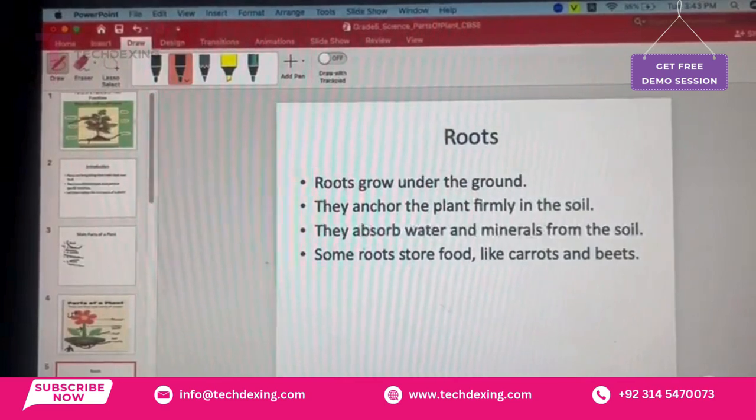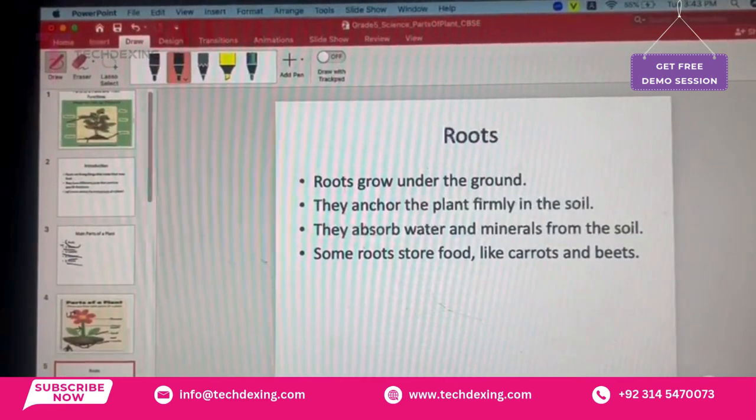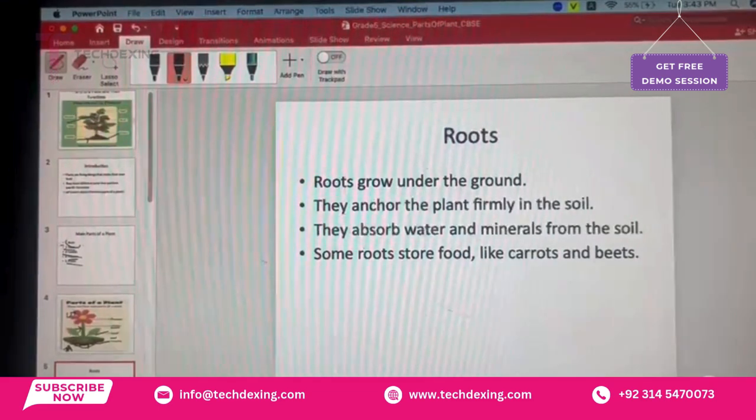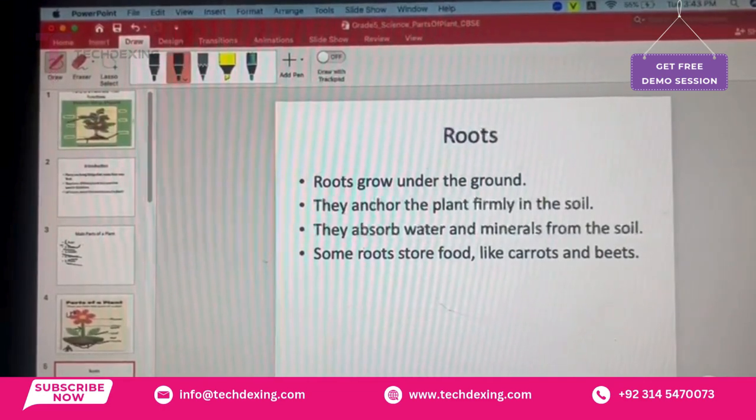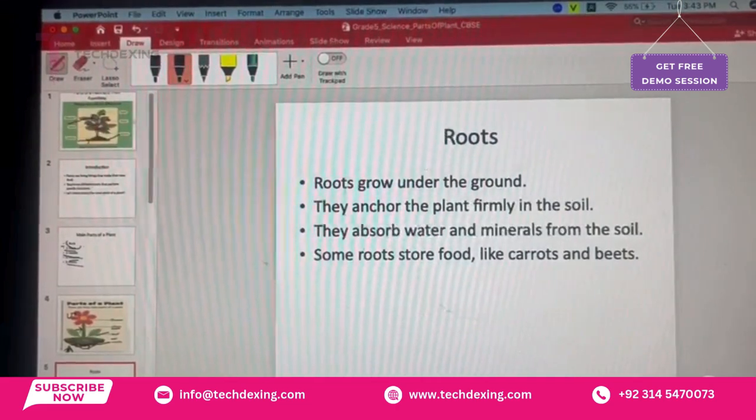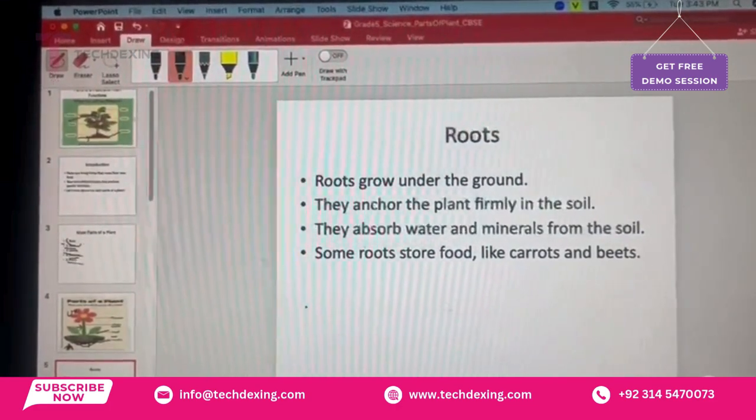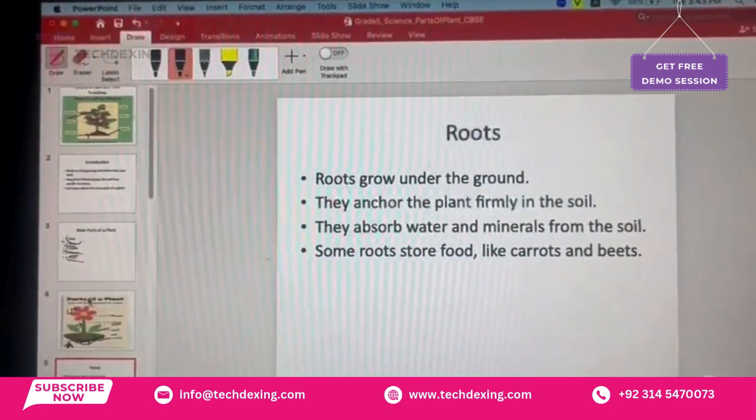They absorb water and minerals from the soil for the food of the plant. As I have told you, plants make their food by themselves, with the roots helping them. Okay, some roots store food, like carrots and beets. They store their food as well. But for other plants, they only absorb nutrients and water from the soil.